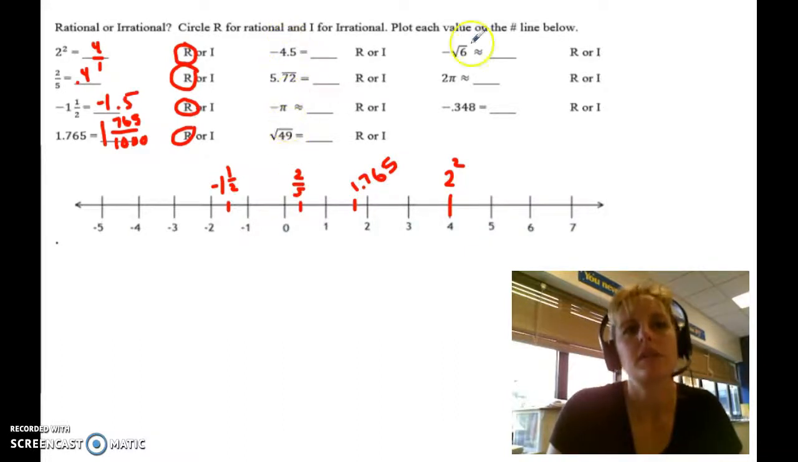Be careful with the next couple examples. You want to look and see what value they give you. You want to see if you can change them into a fraction. If they're fractional, remember, it means rational. If they're not, you're going to circle I for irrational. So pause your video, try those examples, and then play the video to check your answers.